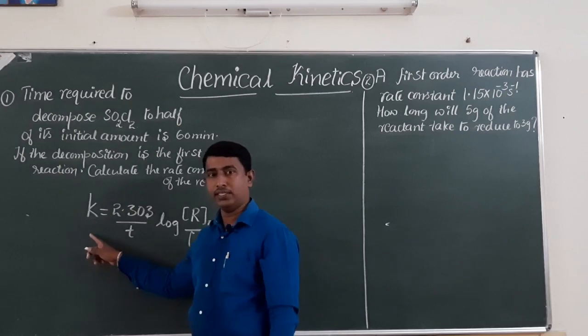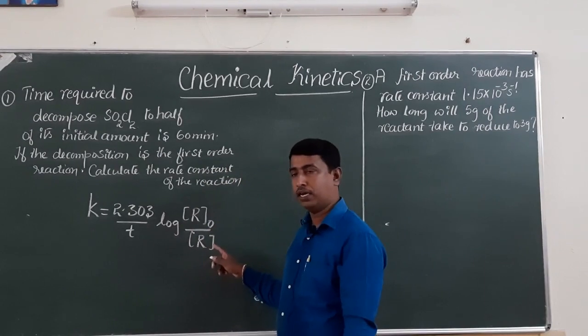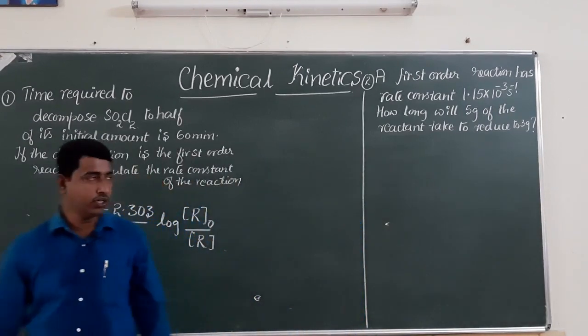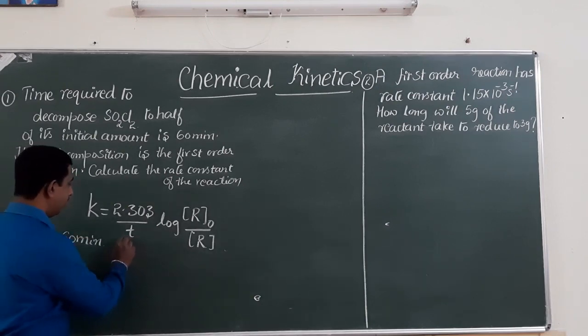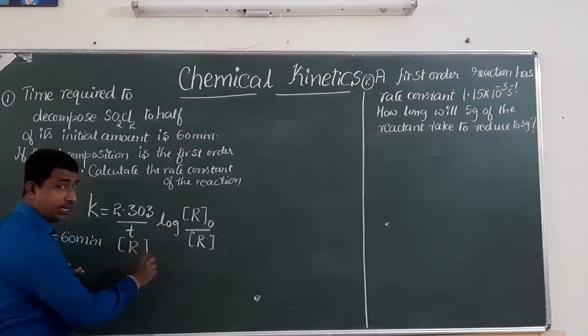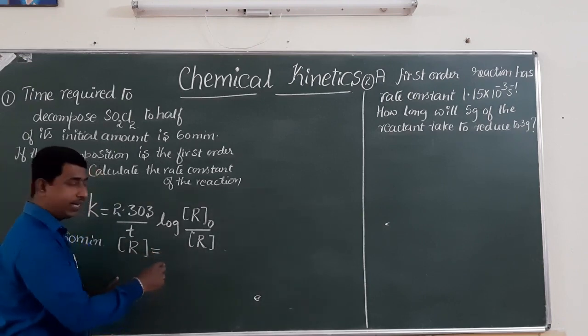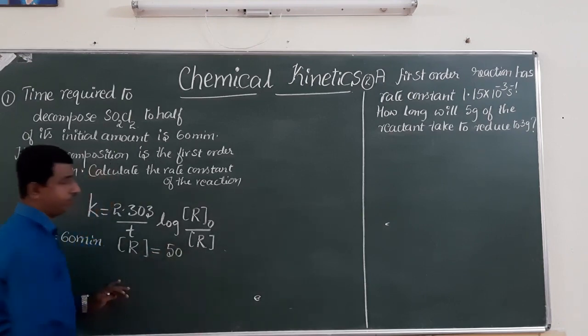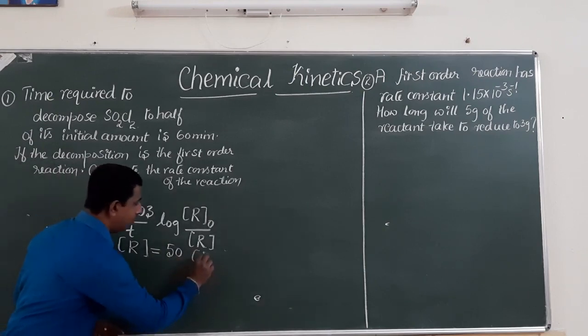So we have k equal to 2.303 by t log R naught by R. Let us substitute the values. See what all are given. Time t is equal to 60 minutes. Out of 100%, half of the amount has been decomposed. So initially it was 100, half has been decomposed, so remaining amount is 100 minus 50, equal to 50. R naught value I can take as 100.